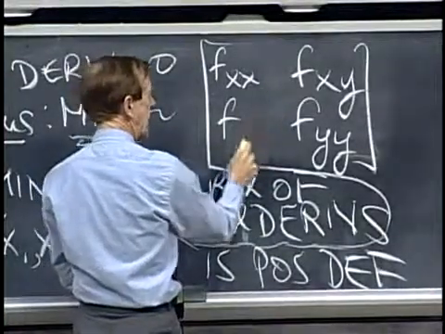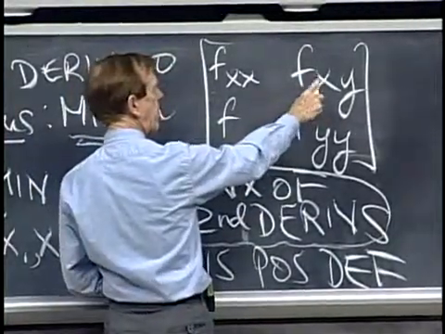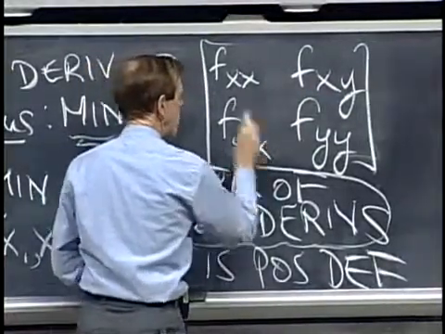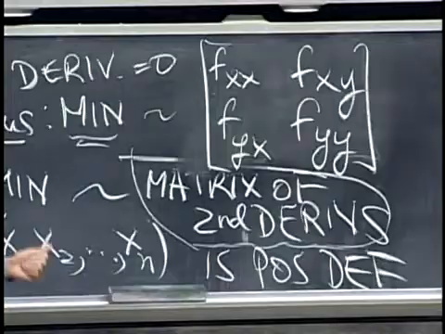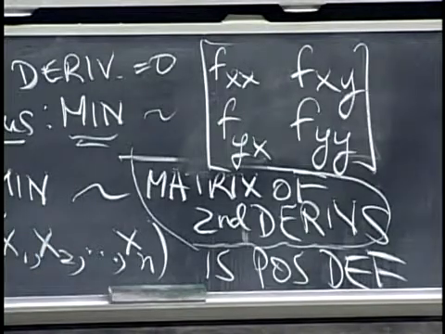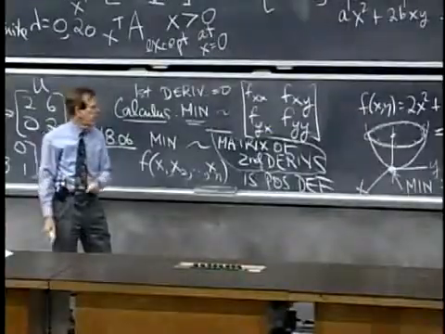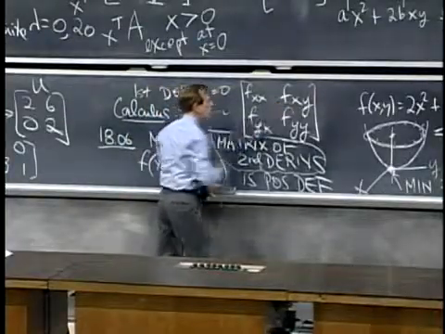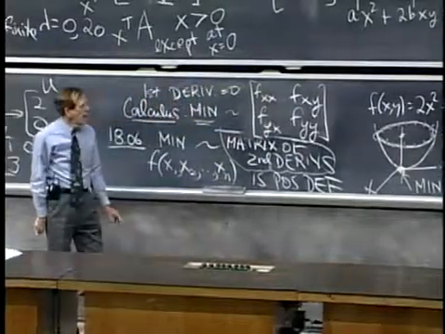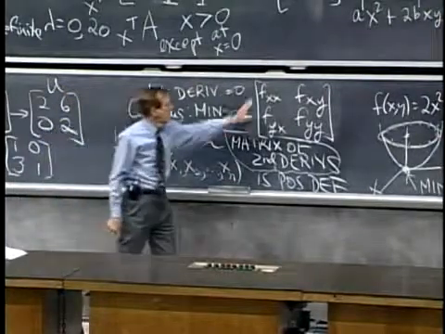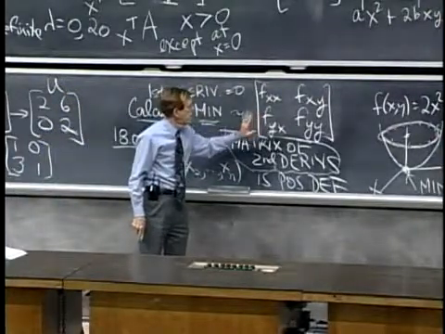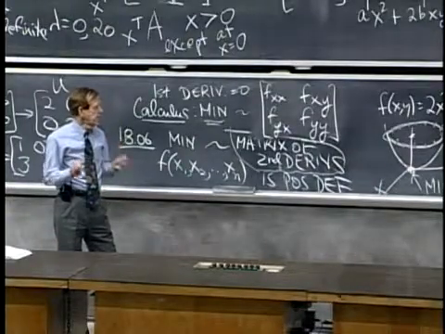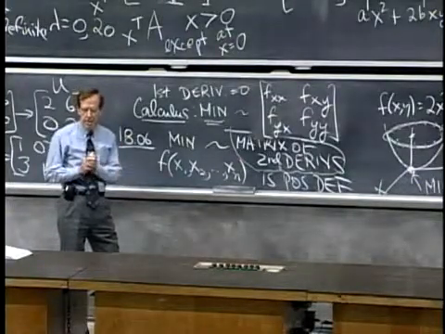Why is the matrix symmetric? Because the second derivative of f with respect to x and y is equal to the other order. That's the beautiful fact about second derivatives: I could do those in either order and I get the same thing. So this is the same as that. And that's the matrix of second derivatives. And the test is it has to be positive definite.